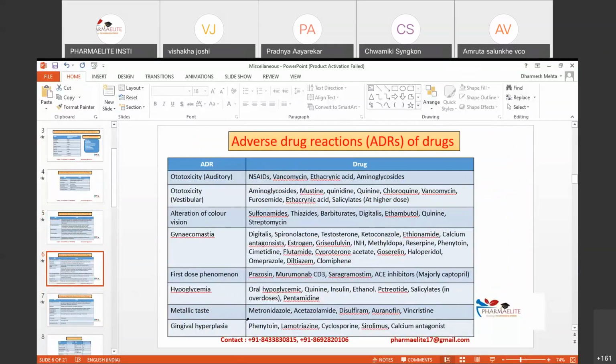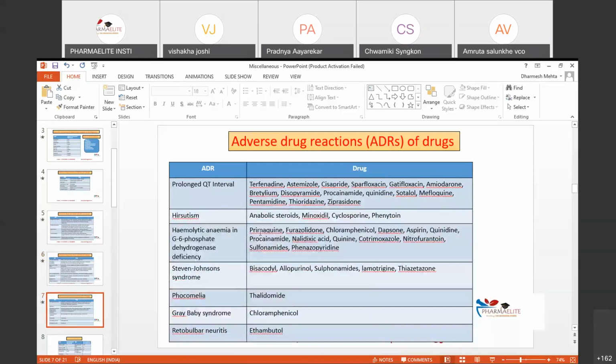Phenytoin pe question 3-4 baar aaya hai. Phenytoin ke 2 major ADR hai. Ek gingival hyperplasia hai. Gingival hyperplasia, other than phenytoin, your lamotrigine, cyclosporine, sirolimus, and calcium antagonists also show. Same phenytoin will also show you another ADR, which is hirsutism. So same drug, jab aap phenytoin anti-epileptic mein padhoge aap iske dono ADR padhoge, but yahan pe hum logon ne usko ADR basis pe classify kiya to make it easy for us to understand.